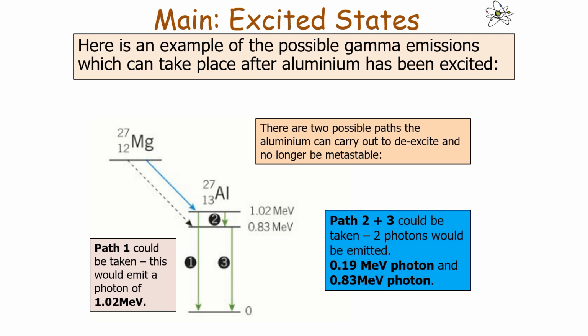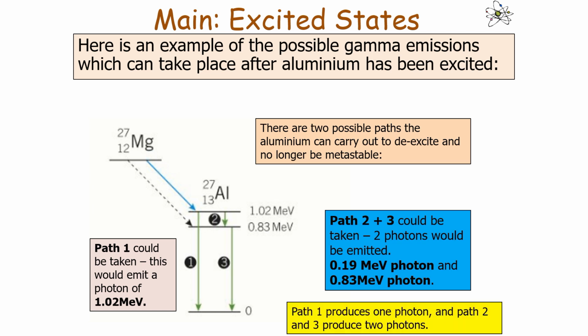So there are two possible paths that the aluminium can carry out to de-excite and no longer be metastable. So path 1, as shown on the diagram on the screen, indicates that it could just emit one full photon of 1.02 MeV, whilst you could also produce two photons, one of 0.19 MeV, and 0.83 MeV of energy in that particular photon. So in the first pathway you could produce one photon, but in the second pathway you could produce two photons. So there's two possible ways in which the excited aluminium can decay into the stable ground state.